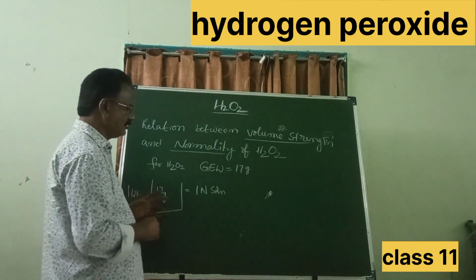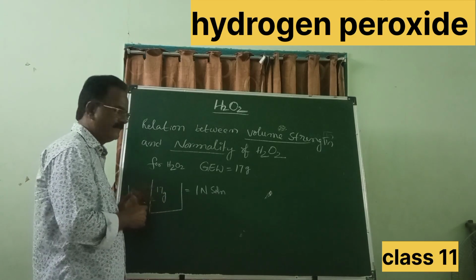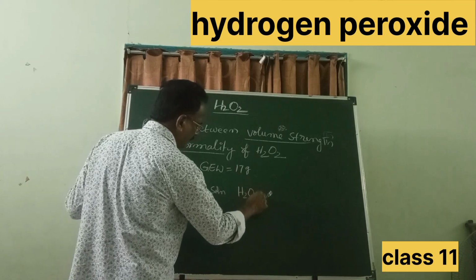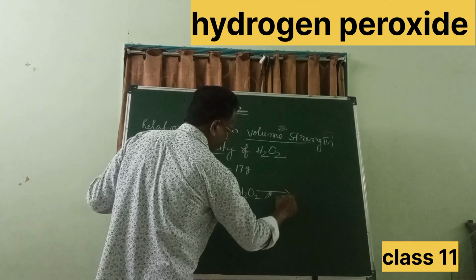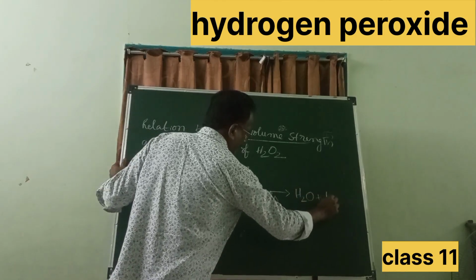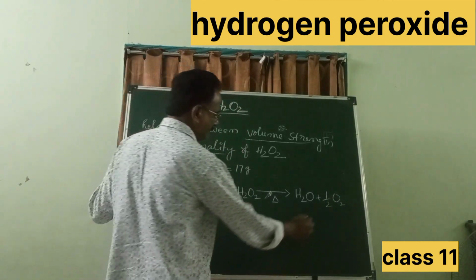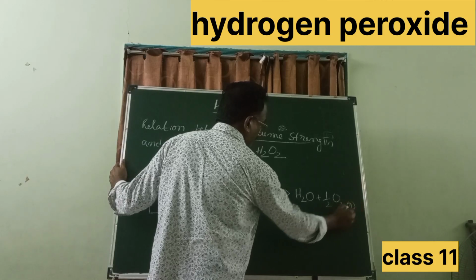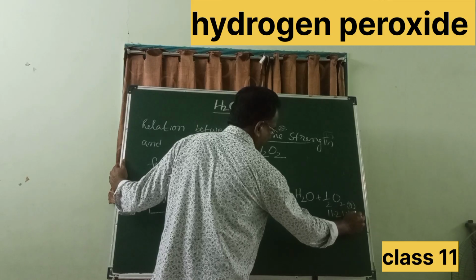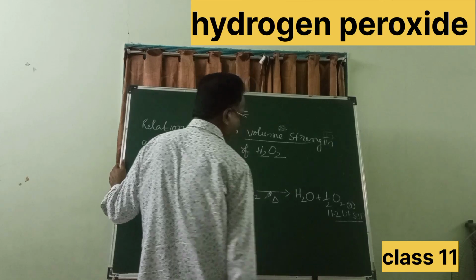So, in a 1N solution, how much H2O2 is there? 17 grams. Okay. So, according to the balanced equation, H2O2 on heating gives H2O plus half O2. It is a gas, you know that. The volume of oxygen released here is 11.2 liters at STP.